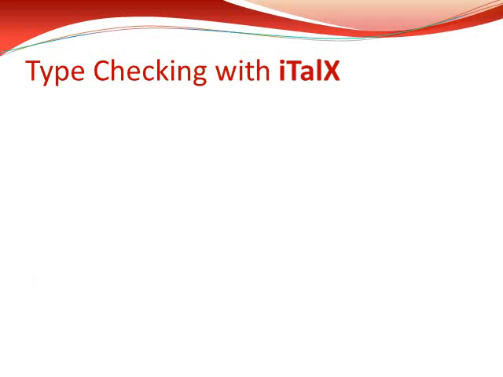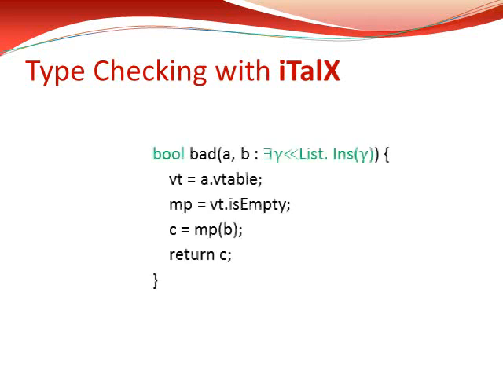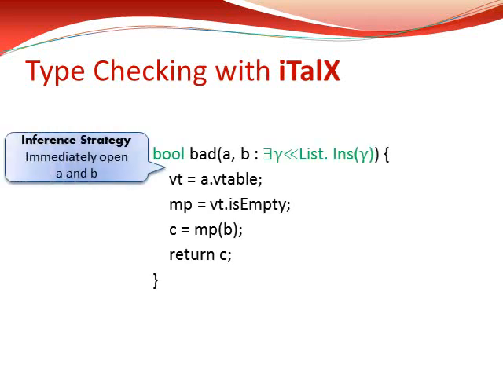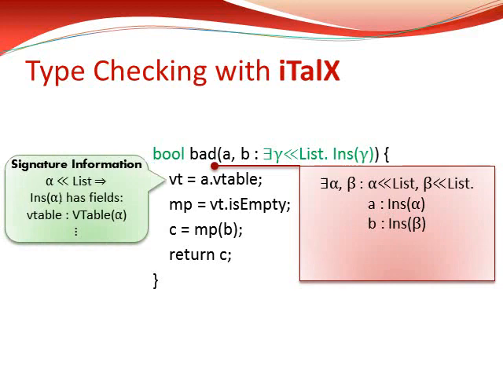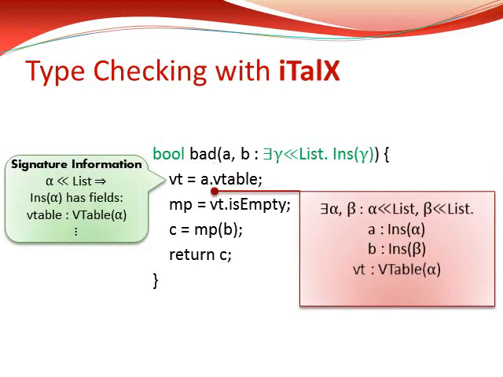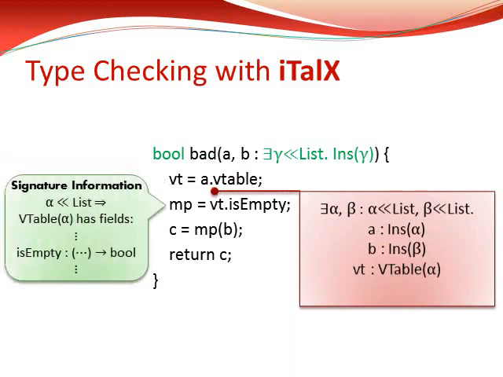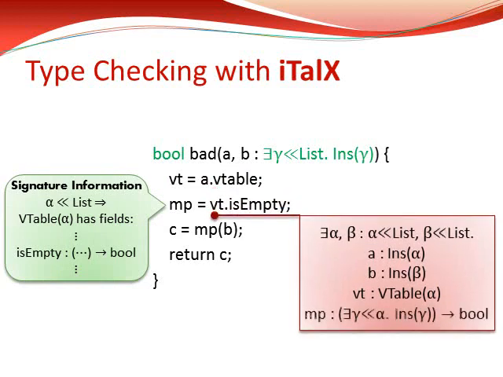So here's how we type check that same example using our inferable type assembly language, which we called iTalX. First, we follow our inference strategy and immediately open those two existentially typed variables, A and B, so that A is an instance of alpha, which is fresh in the subclass of list, and B is an instance of beta, which is a fresh in the subclass of list. We then use signature information to figure out that VT is the vtable for alpha. And similarly, we use signature information, the fact that alpha is a subclass of specifically list, to figure out that is empty is a method pointer whose this pointer is expected to belong to alpha.